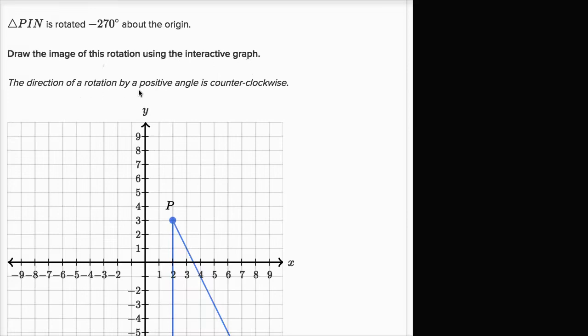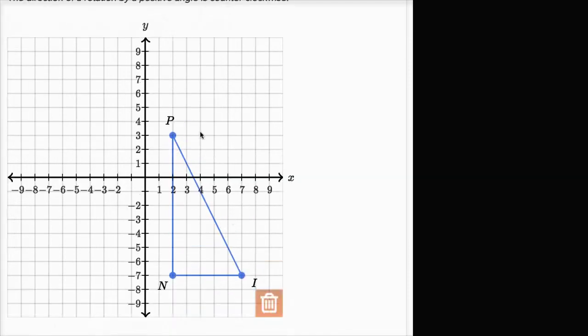The direction of rotation by a positive angle is counterclockwise. So positive is counterclockwise, which is the standard convention. And well, this is negative, so a negative degree would be clockwise. And we want to use this tool here. With this tool I can put points in, or I could delete points. I can draw a point by clicking on it.